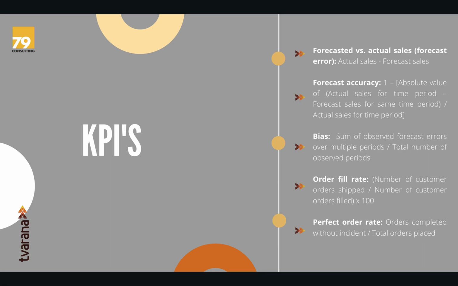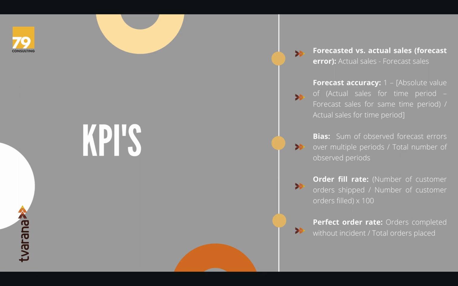The next one is order fill rate. Order fill rate is mostly used as an inventory management KPI, but filling customer orders quickly can influence long term demand by satisfying those customers and leading to repeat business and positive word of mouth. And it's calculated by the number of customer orders shipped divided by the number of orders fulfilled, multiplied by 100.